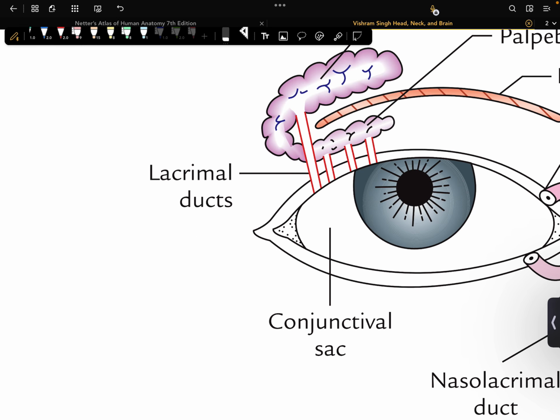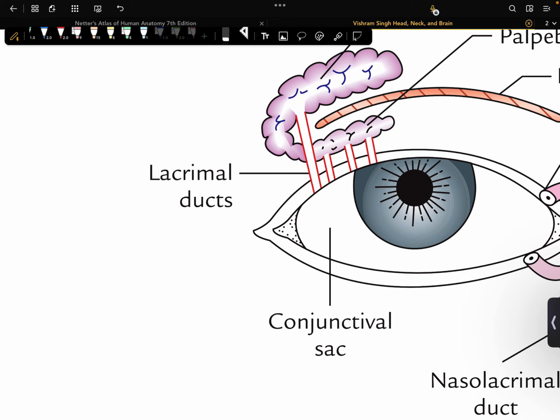Okay, so now the arterial supply and venous drainage. The arterial supply is the lacrimal branch of the ophthalmic artery, and venous drainage is by the ophthalmic vein.